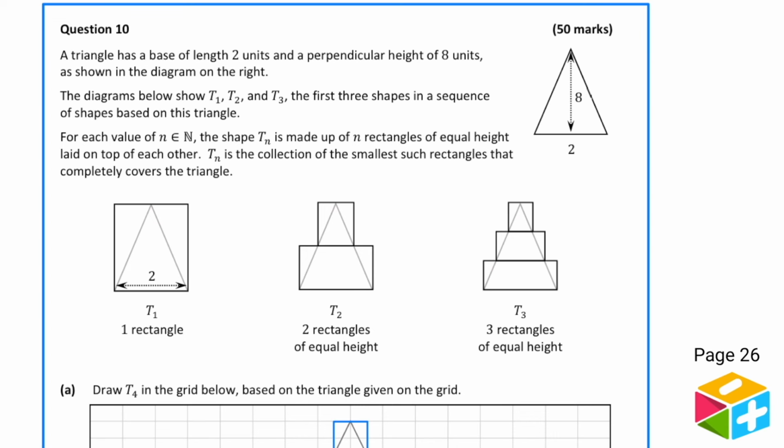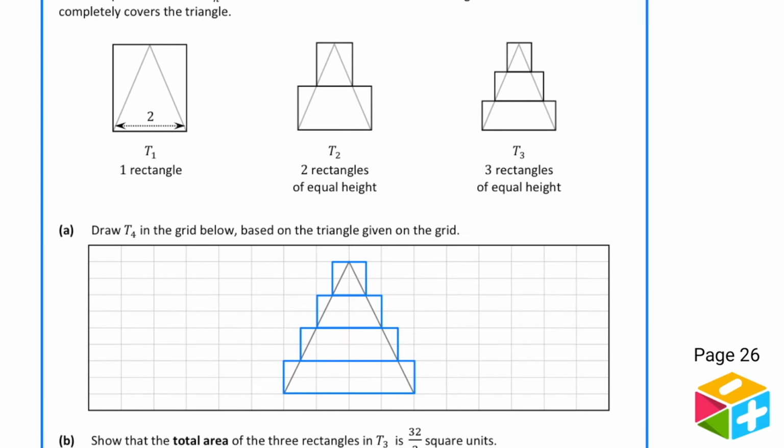In question 10, we're presented with a triangle. It has a base of 2 and a perpendicular height of 8. We are provided the first 3 terms of a sequence based on this triangle. The first term contains 1 rectangle. The second term contains 2 rectangles which are of equal height. The third term contains 3 rectangles of equal height.